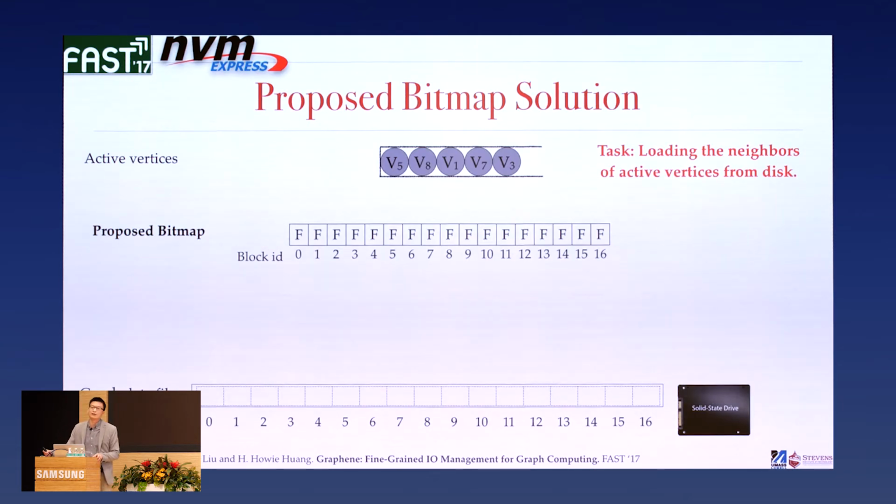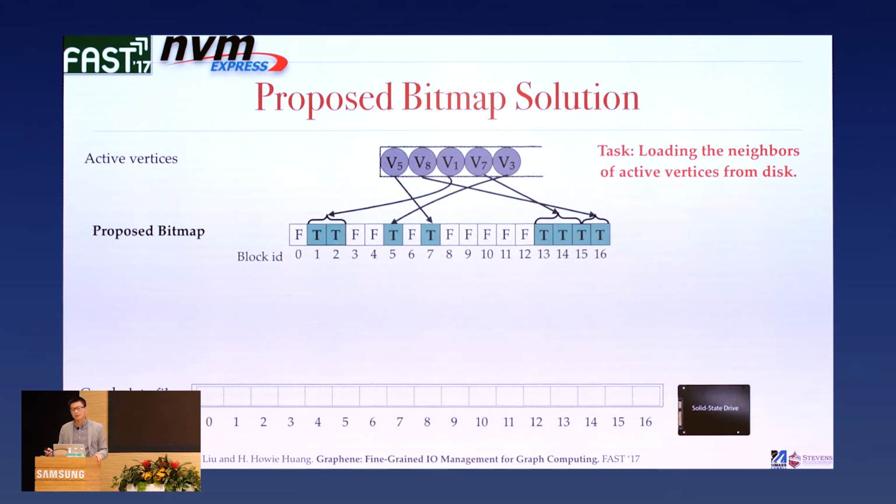How we deal with it, it's still using a status array. Assuming we have active vertices V5 to V3 on the top, and in the bottom we have the graph data as before, but we store it on SSD. And then we use a bitmap to mark which bit we should load, like true or false. True means we want to load it.